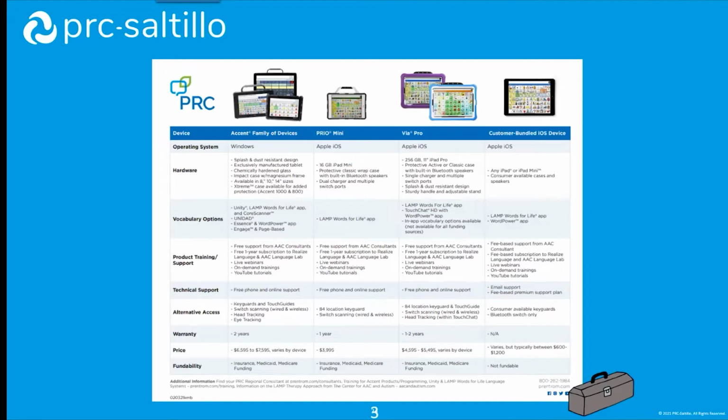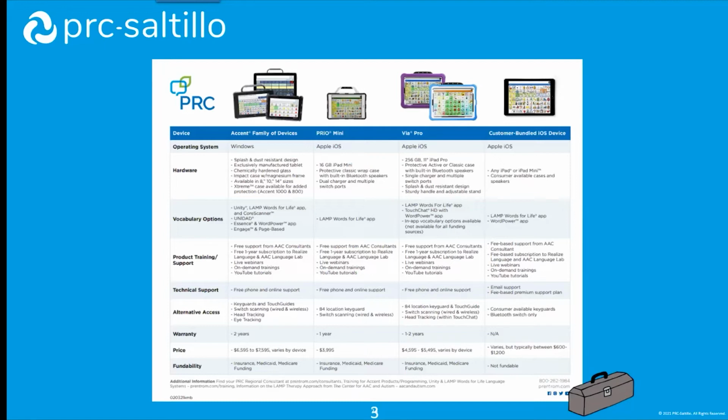Then across the hardware there, we have the Prio Mini, which is going to be retiring. So then this winter, you're going to start hearing about our Via Mini. That's an iPad mini based device that is bundled with the durable case, the amplifier on the back there, and the app of your choice from PRC Saltillo. So this one has the option of the LAMP Words for Life app, as well as the Via Pro, which is the bigger 11-inch size iPad Pro bundled as a dedicated device.